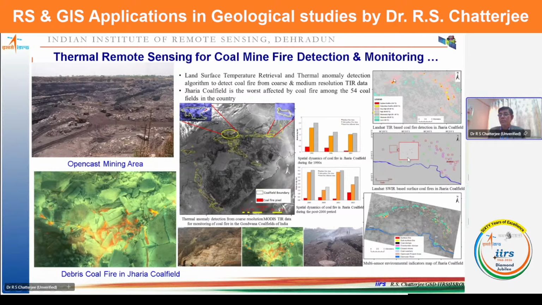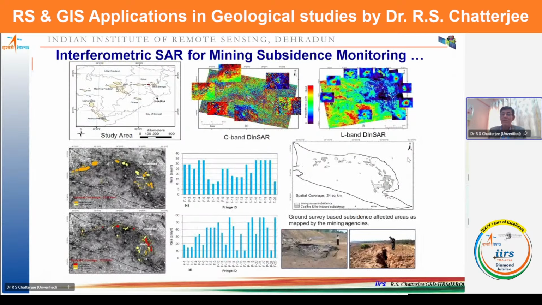How much is the surface coal fire? How much is the subsurface coal fire? What is the surface coal fire? Very precisely, you can identify it using thermal infrared data. That should be at night. And then you can have a complete mine plan, environmental indicators, like where the overburden dumps are, where the coal dumps are, where the open cast quarries are, where the surface fires are, where the subsurface fires are, all these things you can have. As well as where land subsidence has happened due to underground mining, particularly old workings.